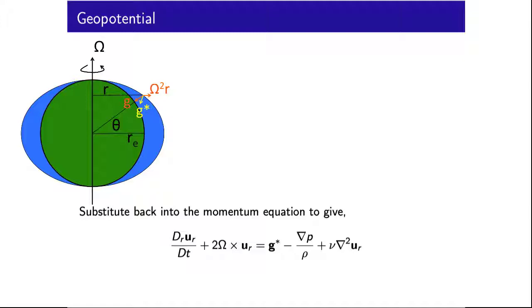We substitute this geopotential term back into the Navier-Stokes equation to recast these momentum equations in terms of the centripetal corrected gravity.